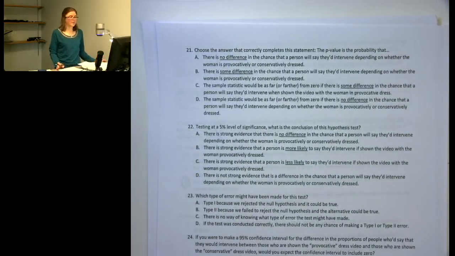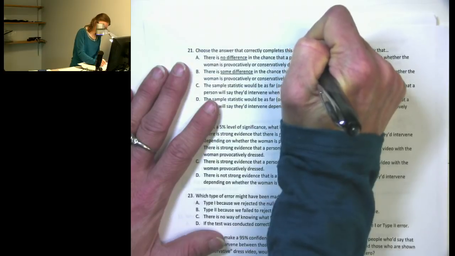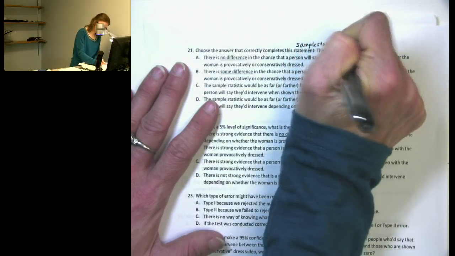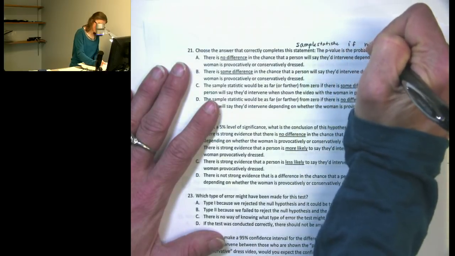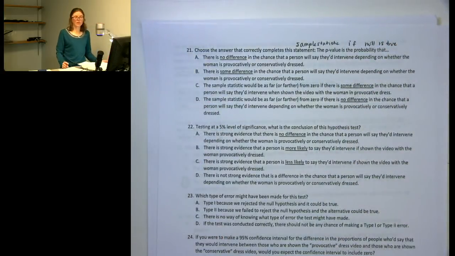Okay, so we're going to find the answer that correctly completes the statement. The p-value is the probability that... Okay, so I know the p-value is the probability of seeing my sample statistic, or more extreme, if the null hypothesis is true. So I need to look for an answer that addresses both of these pieces.